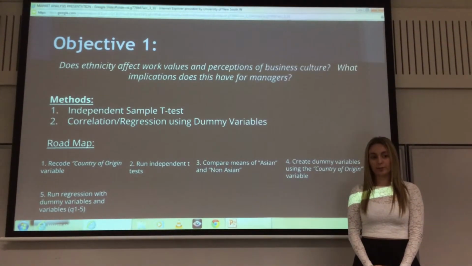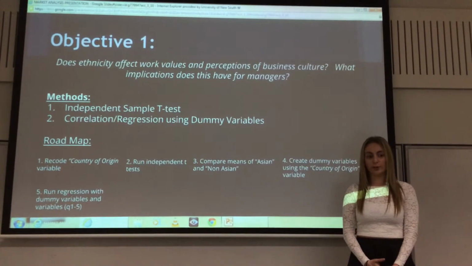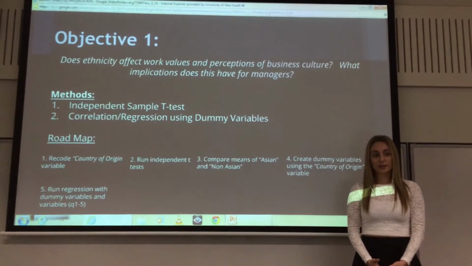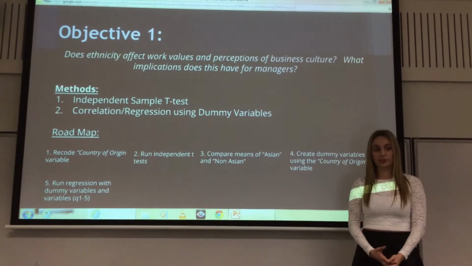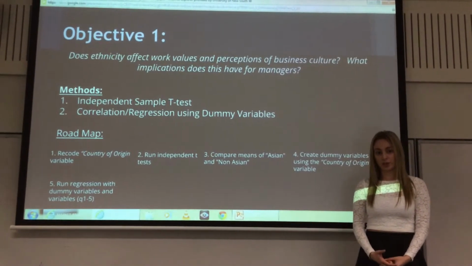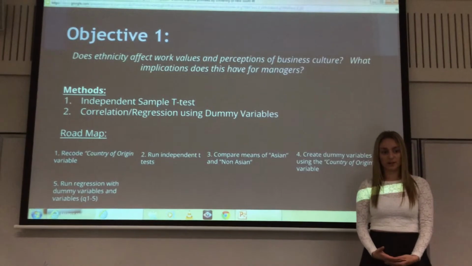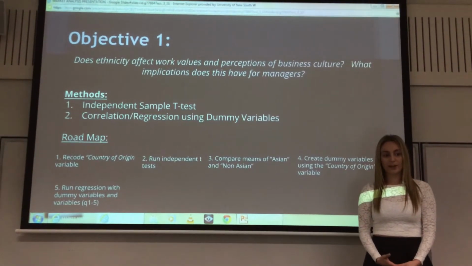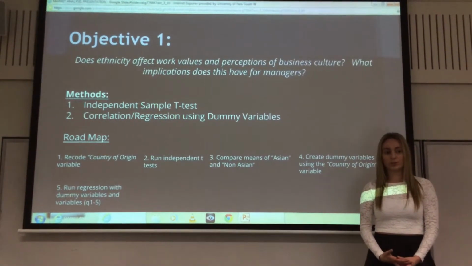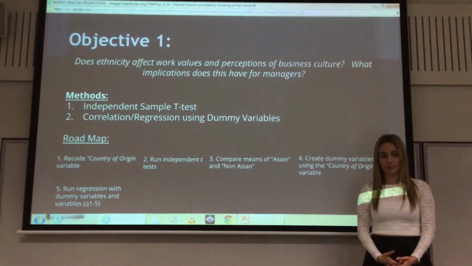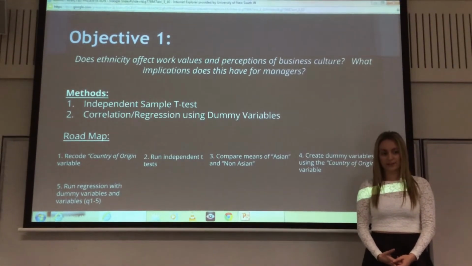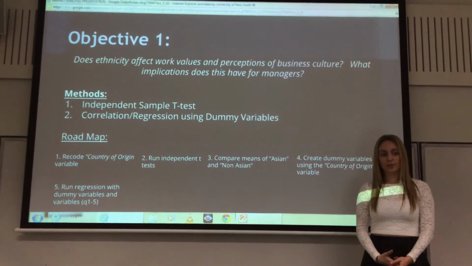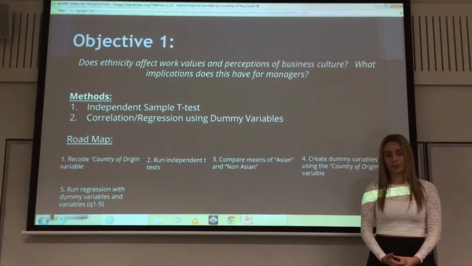First, we will recode the variable country of origin by region into 2 groups, Asian and non-Asian. Next, we will run 5 separate independent sample t-tests on each of the 5 variables concerning work values and organisational structure, which is question 1 to question 5 in the data. If they differ, we will compare the means of the 2 groups on each of the variables to determine who values each of the elements more. Next, we will create dummy variables using the variable of ethnicity. We will then run a regression with these dummy variables and the variables question 1 to 5.